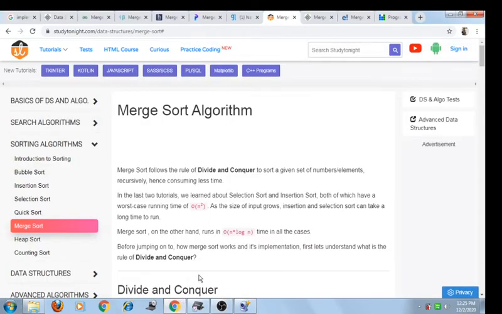Hello friend, today we are going to discuss the merge sort algorithm. Merge sort follows the rule of divide and conquer to sort a given set of numbers or elements recursively, hence consuming less time.